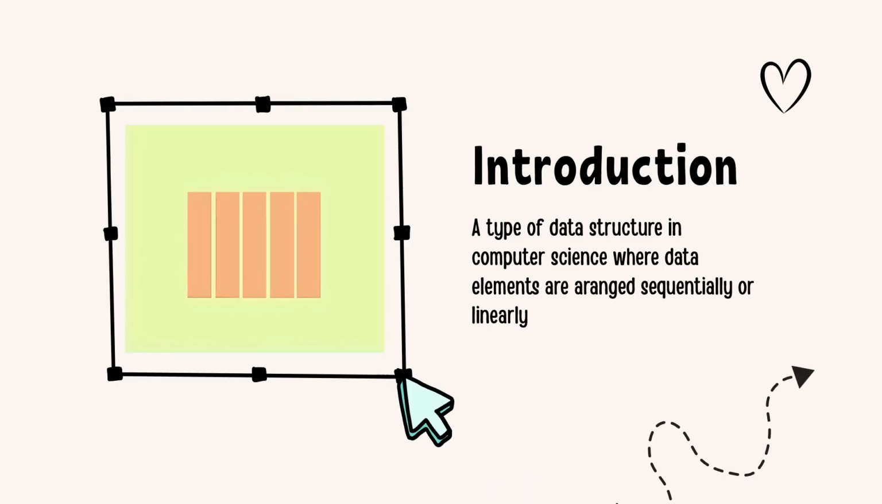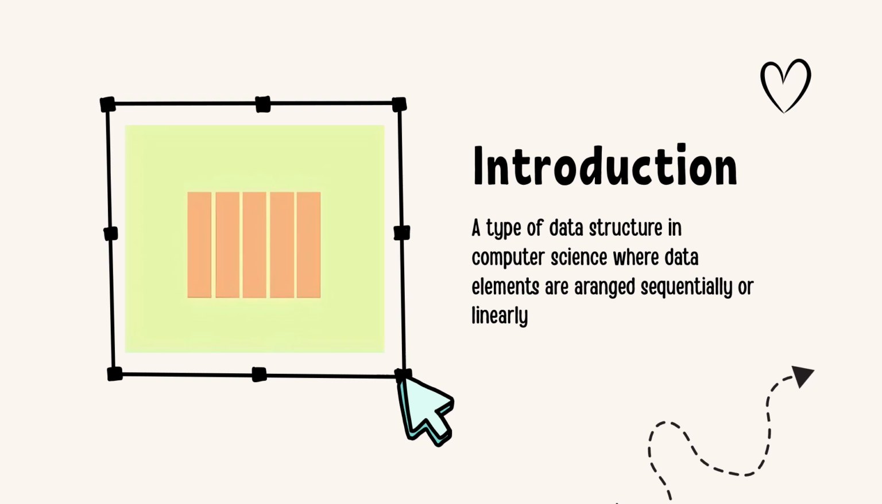First we are going to learn what is a linear data structure. Linear data structures are a type of data structure in computer science where data elements are arranged sequentially or linearly. Each element has a previous and next adjacent element, except for the first and last element.